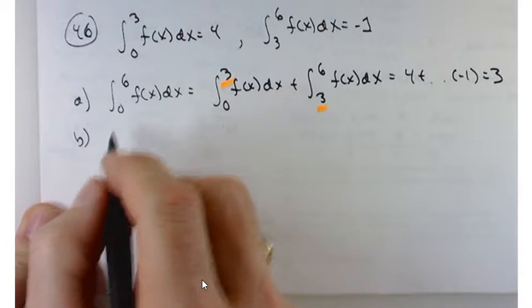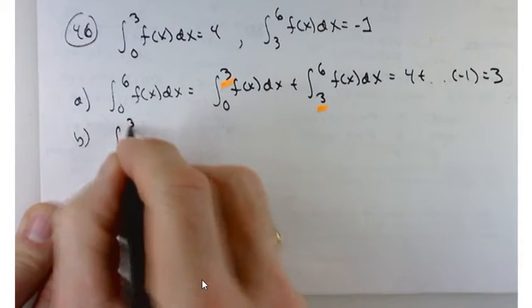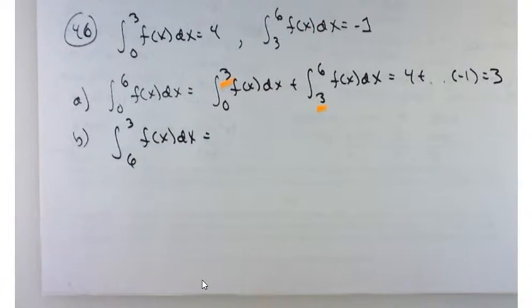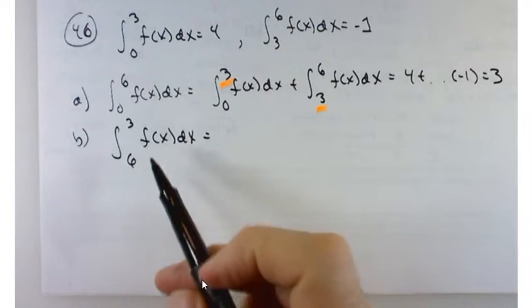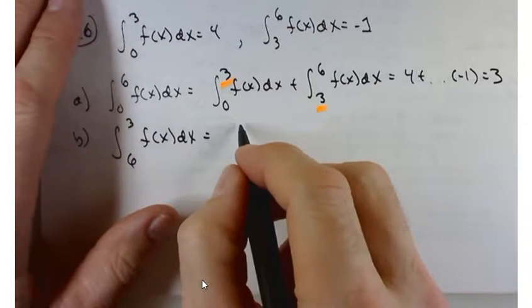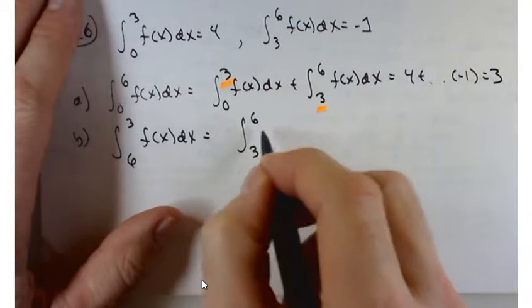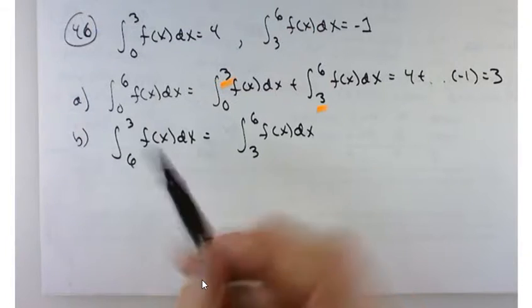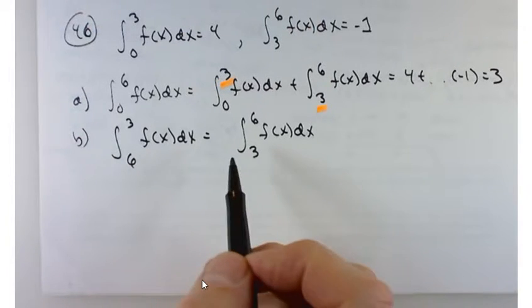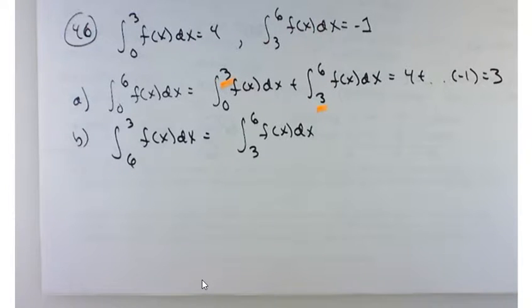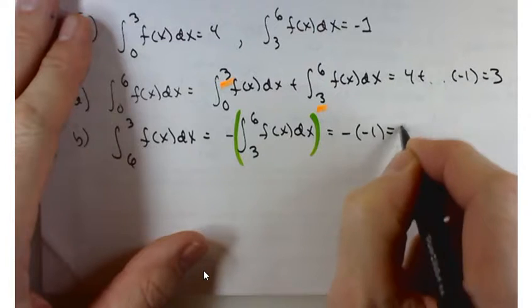How about the next one? Part B, the integral from 6 to 3 of f of x dx. Well, it's not something that's exactly given to us, but there is something related to this that's given, right? What's related is this. So if I looked at the integral from 3 to 6 of f of x dx, that's nice because I have something. But in going from here to here, I've changed the order of the limits of integration. What else changes? The sign. So that would be a negative here. Well, the integral itself, we already know. The integral itself, right here, is given as -1. So I get the negative of -1, which is +1.